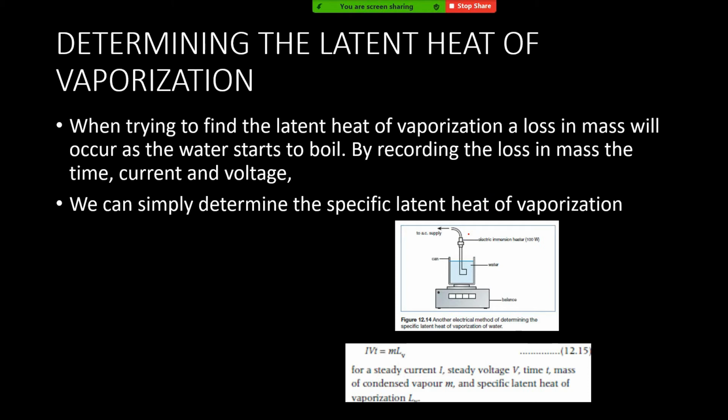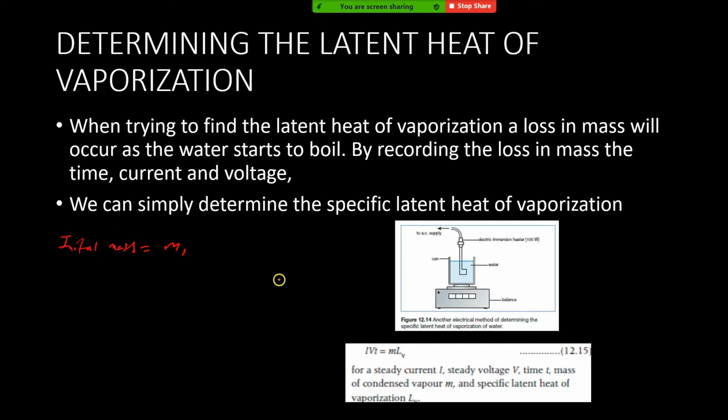So one of the better ways to do it is obviously by starting out with a known mass of liquid. If you're trying to find the latent heat of vaporization for water, you would start out with that body of water. You would need to know the initial mass, right? So the initial mass, you can call it M1. So you need to know that mass.